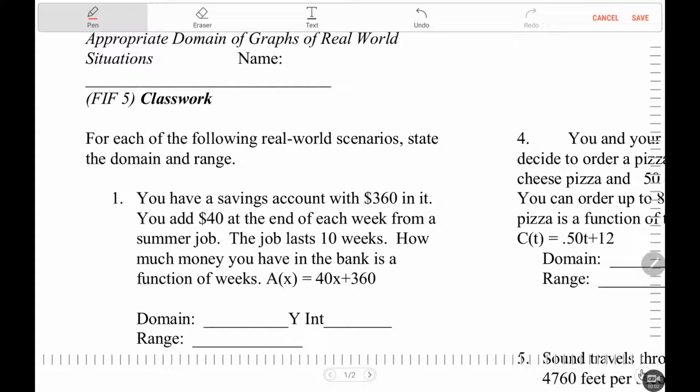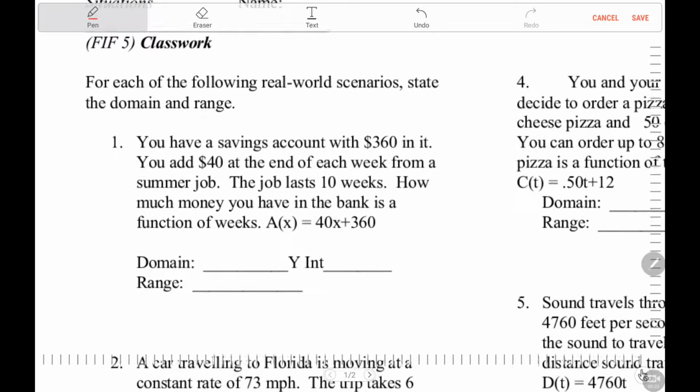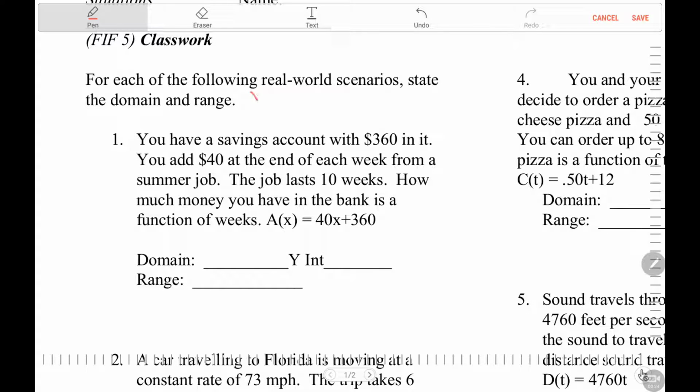Hey everyone, we're going to take a look at appropriate domains of graphs of real-world situations and better understand their constraints and boundaries when it comes to mathematical terminology. So let's get started. For each of the following real-world scenarios, state the domain and range, and we're also going to add in the y-intercept.